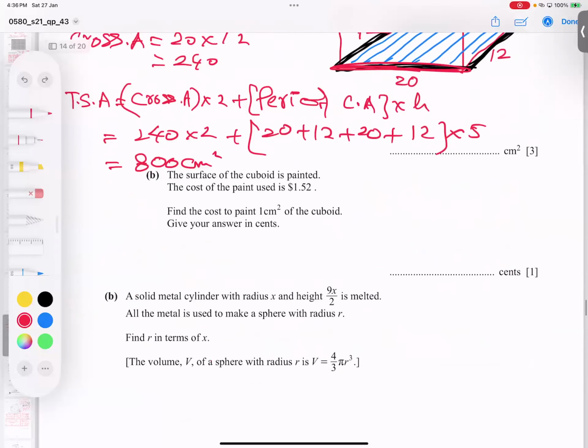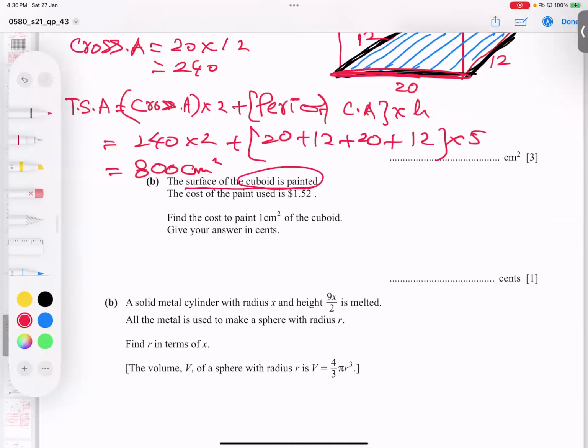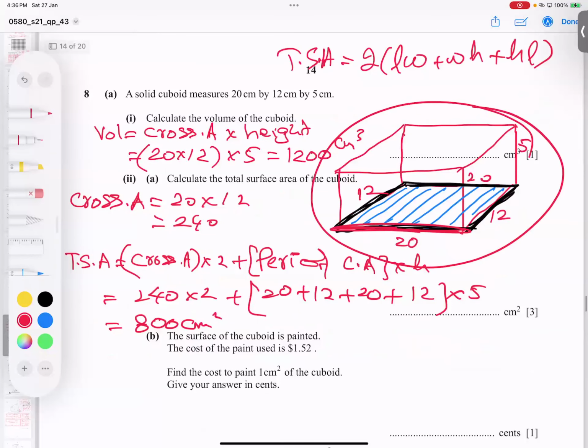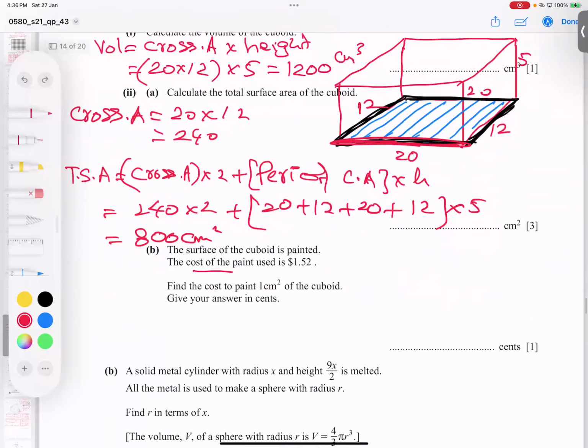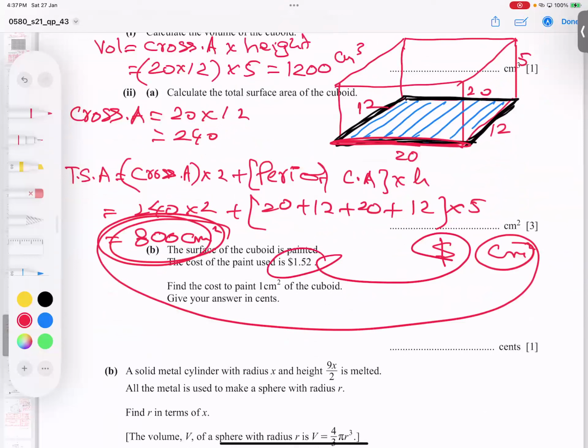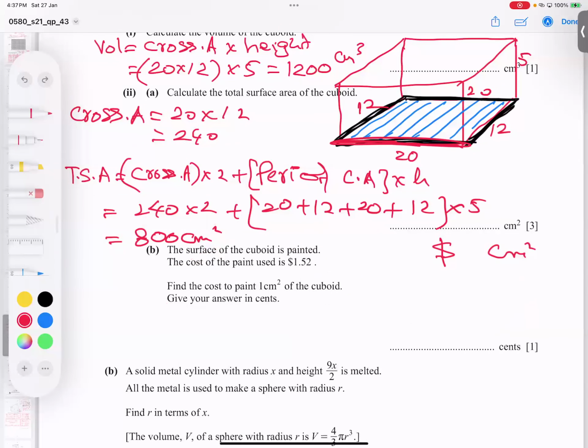Come back, next part. He said a surface of the cuboid is painted, like he wants to paint this box. Then the paint costs $1.50. Okay, fine. I can see dollars and centimeter square here. He said find the cost of 1 centimeter square. So the whole area of 800 is painted at a cost of $1.50. I repeat: the cost of paint used to paint it is $1.50. I'm writing here 1.5. For how much area, students?